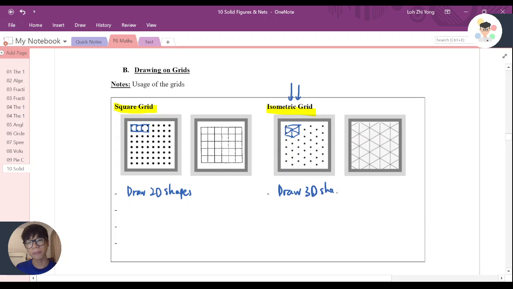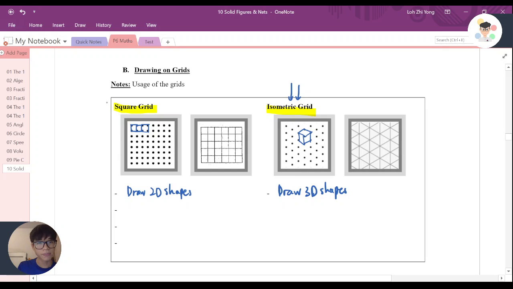Now, I use the word mainly because an isometric grid also can draw 2D shapes. For example, if I want to draw a triangle, I also can draw it, right? However, this is mainly, again, the word mainly, for 2D shapes. An example, if I want to draw a square, then I can draw a line like this: 1, 2, 3, 4, 5, 6, 7, 8, 9. Then you'll be seeing a square. That's why this is useful for you to draw 3D shapes.